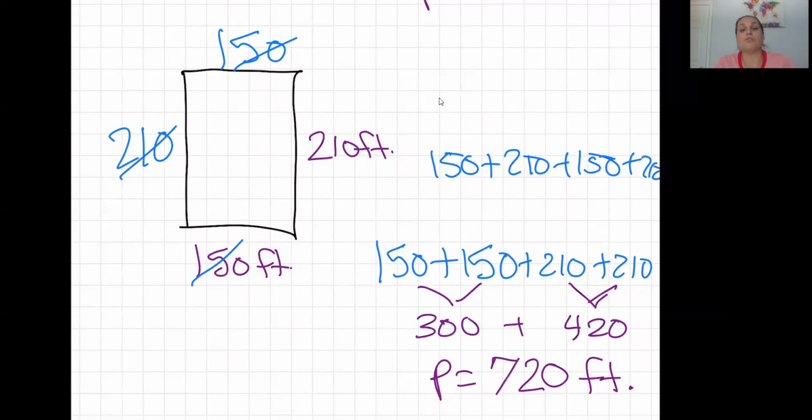So make sure that you know your shapes and know what attributes they have, and be careful when marking your units. Good luck, everybody.